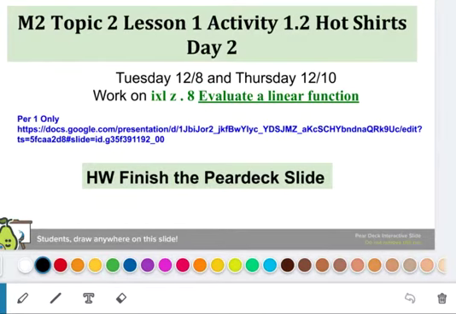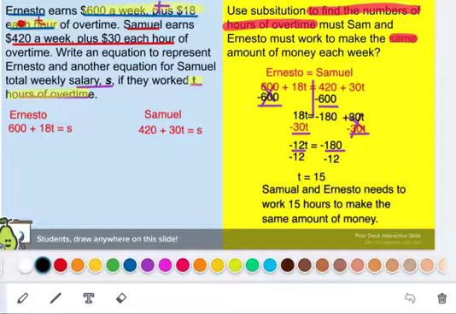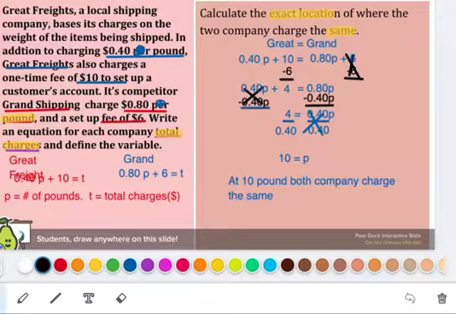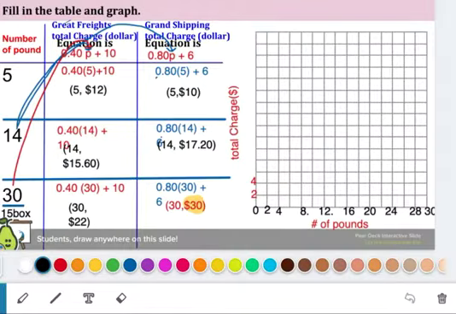Homework is to finish the slides, the last two: slide 3, slide 4, slide 5. We finished slide 6. Some of my class finished, but some didn't. So let's do this one here, counting by twos up for the total charges.